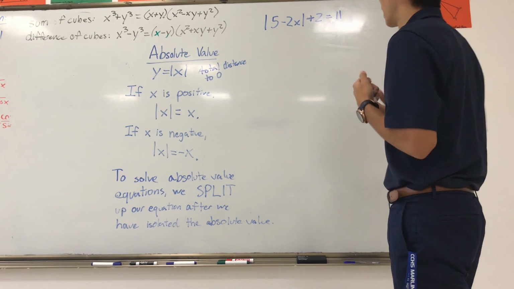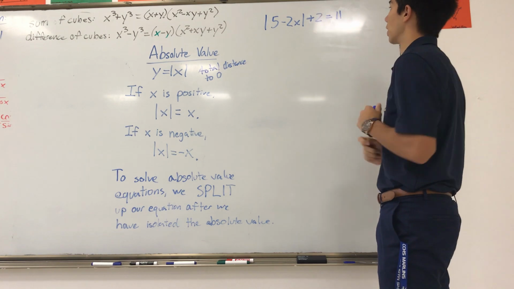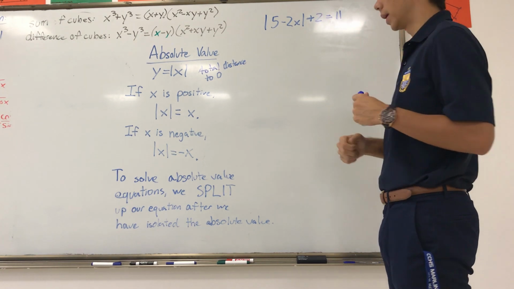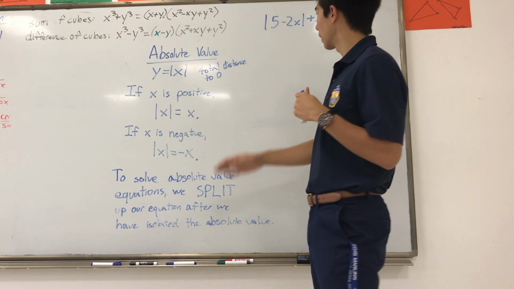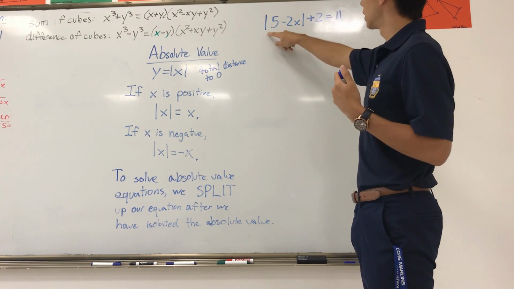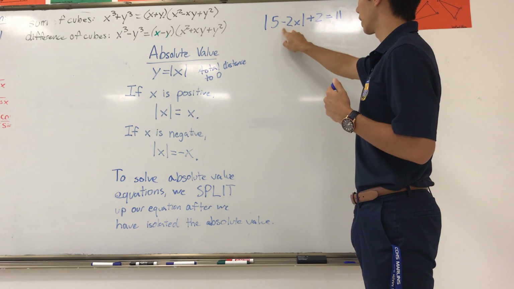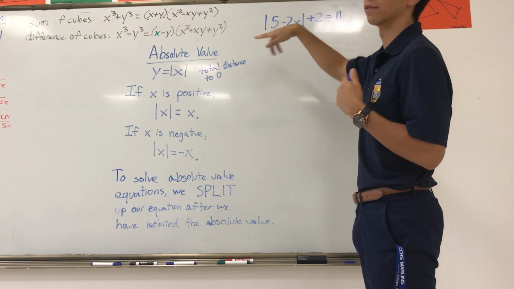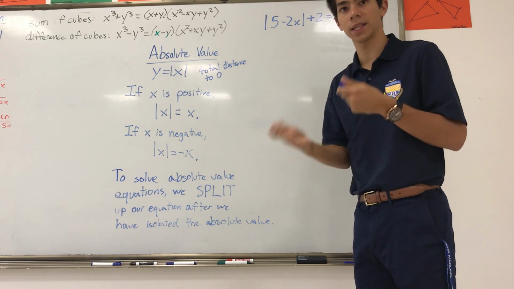The absolute value of 5 minus 2x, plus 2, equals 11. Okay? So our first step when we're doing these equations, we need to isolate the absolute value. We don't have to do anything yet with what's inside, we just need to get the absolute value by itself. So normally we try and get x by itself.